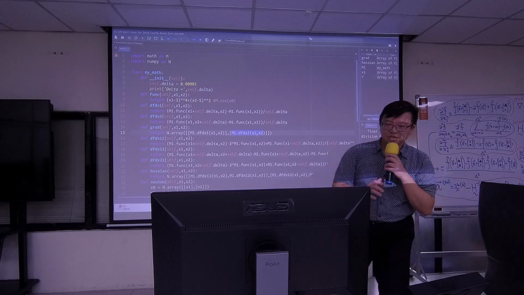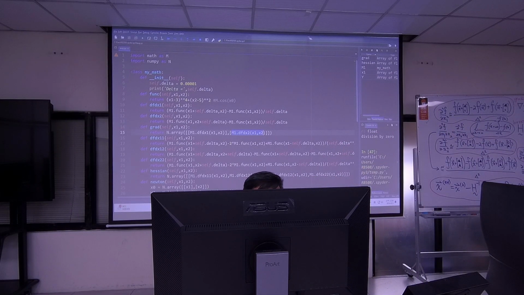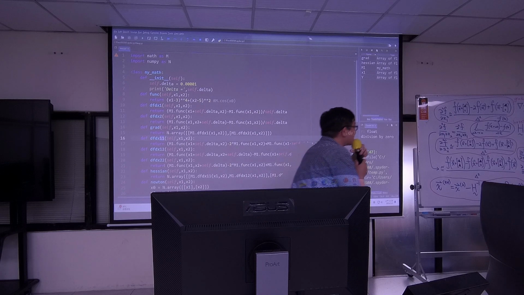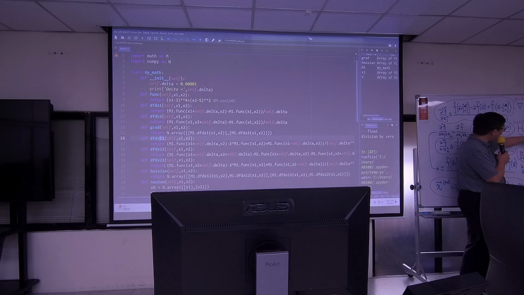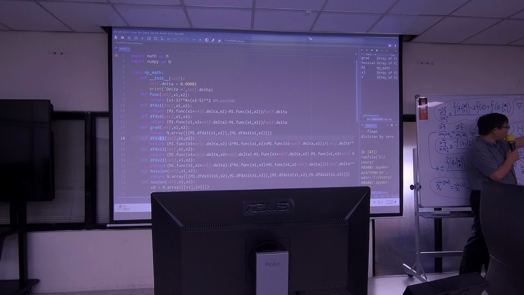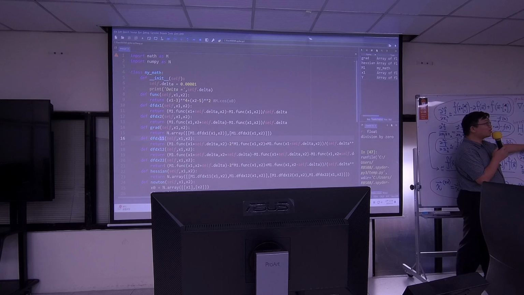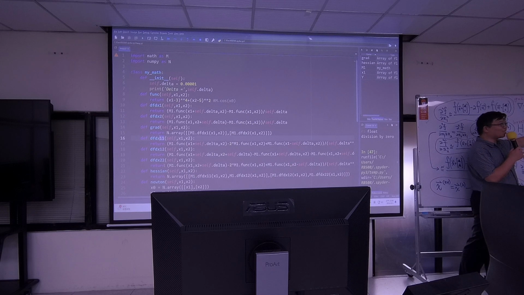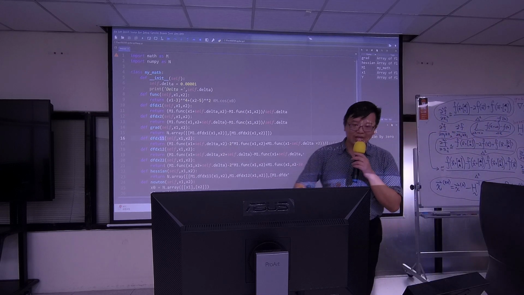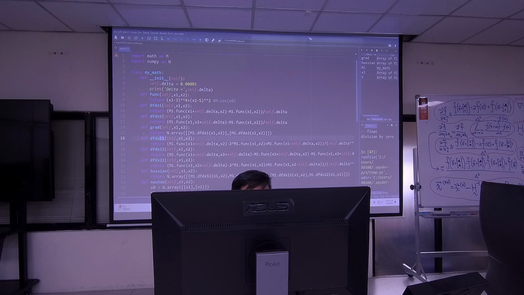Okay? Now, why did I say 1, 1, 1, 2, and 2, 2? Basically, it's talking about the position in the Hessian matrix. This one is the 1, 1. This is the 1, 2. This is the 2, 2. Why didn't I do the 2, 1? Because the 2, 1 is the same as 1, 2. I don't need to do it twice. Okay? So I did second order derivatives of 1, 1, 1, 2, and 2, 2. Over here for the first one, you have an increment of delta on x1, a decrement of delta on x1. Okay?